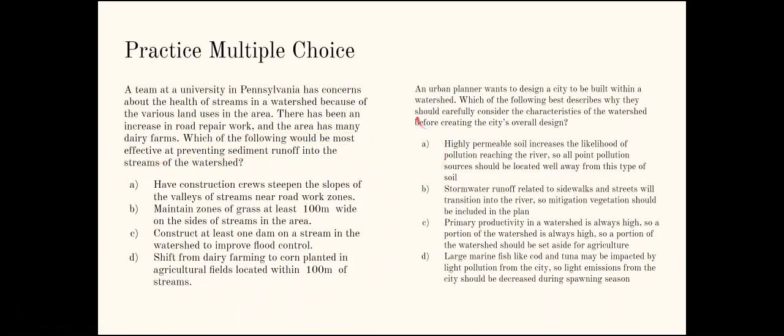And for the second question, an urban planner wants to design a city to be built within a watershed. Which of the following best describes why they should carefully consider the characteristics of the watershed before creating the city's overall design?